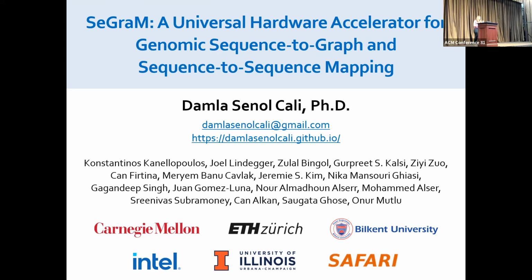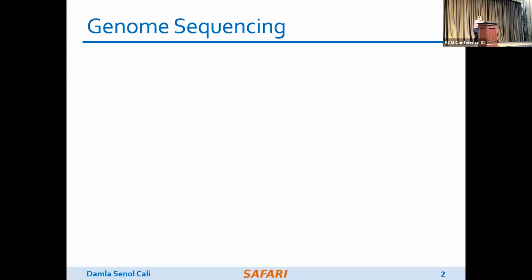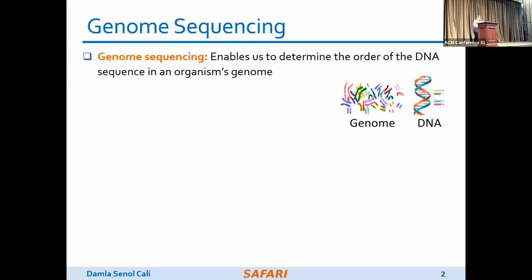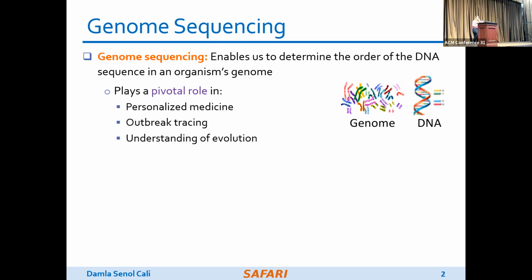Today, I will be presenting our work, CGRAM. Genome sequencing, which enables us to determine the DNA sequence of an organism, plays a pivotal role in areas such as personalized medicine, outbreak tracing like COVID-19, and the understanding of evolution.